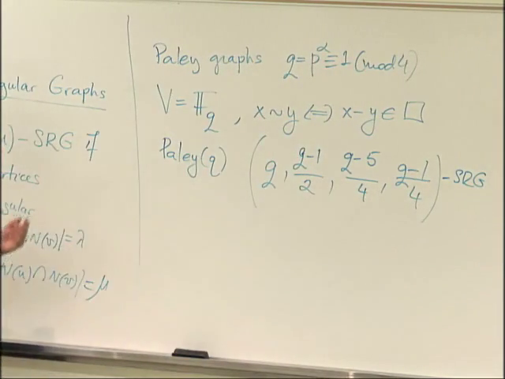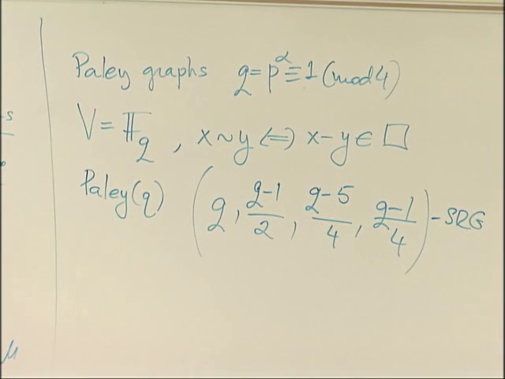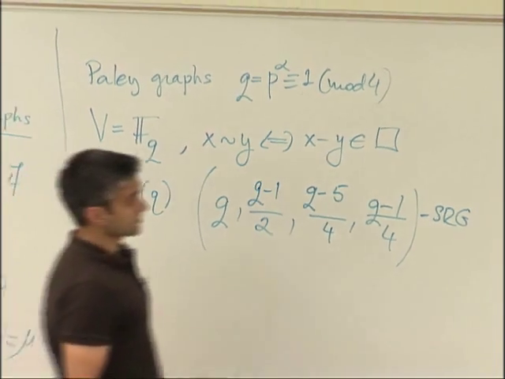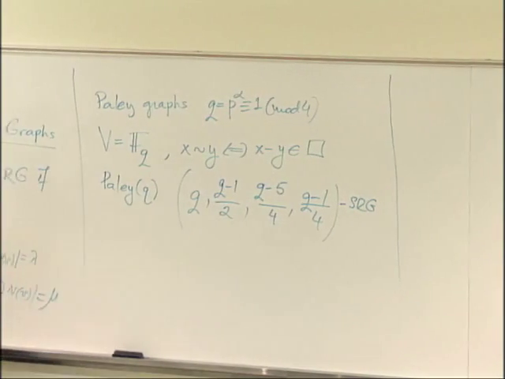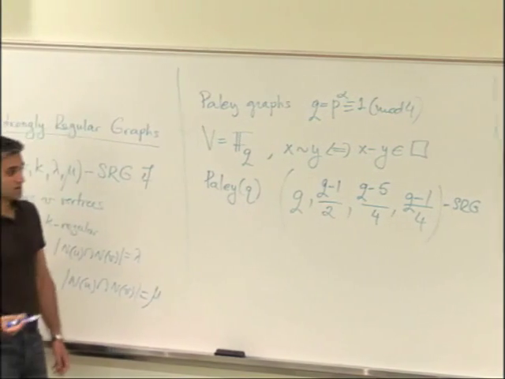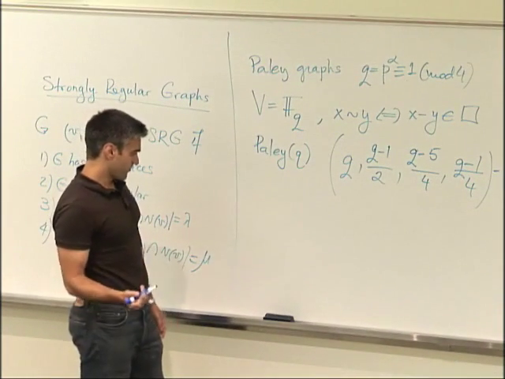And this is a well-studied graph. It has all these pseudo-random properties. The eigenvalues are small, so the edges are very nicely distributed throughout the graph. Okay. So I'll give you more examples of strongly regular graphs as we move along.